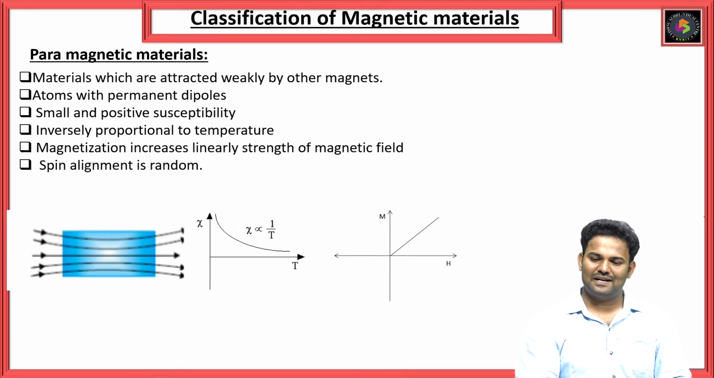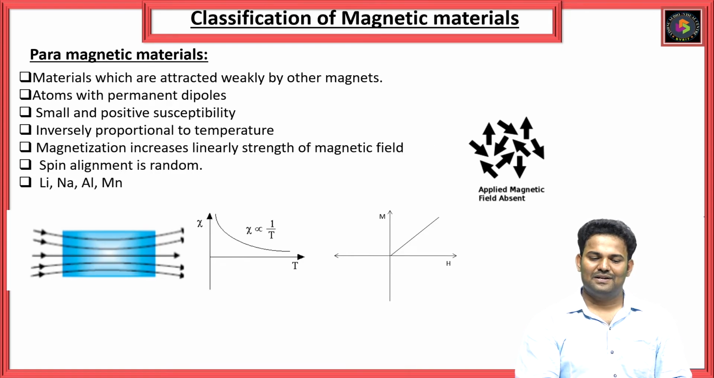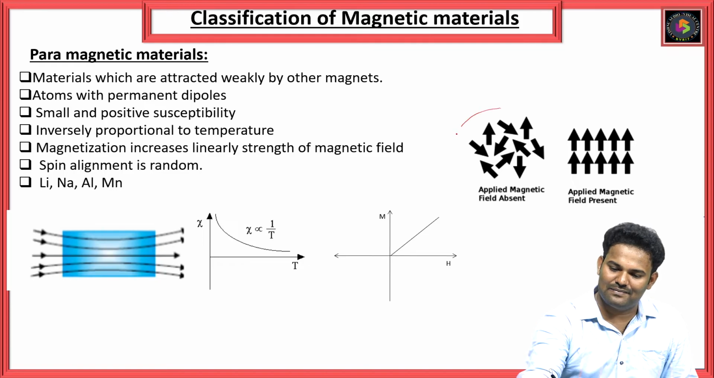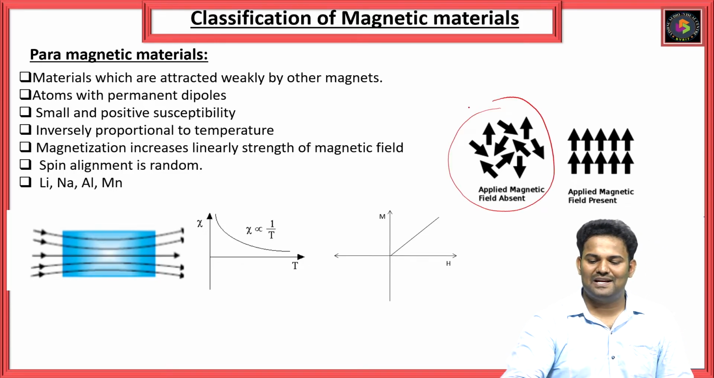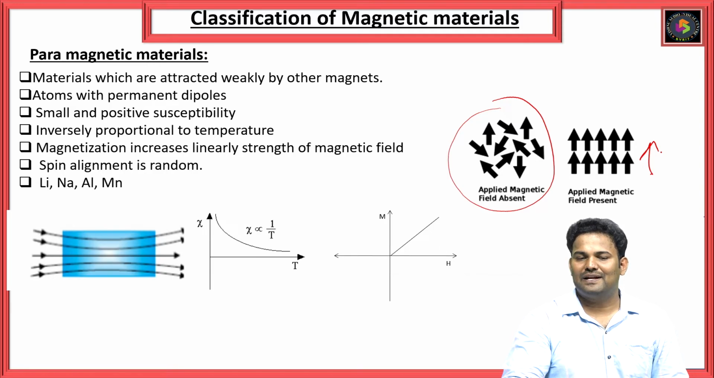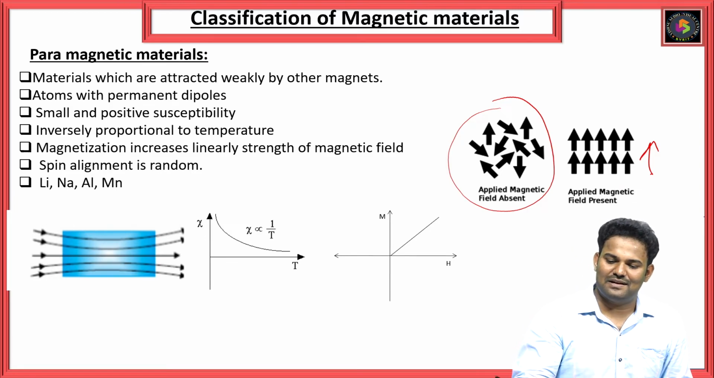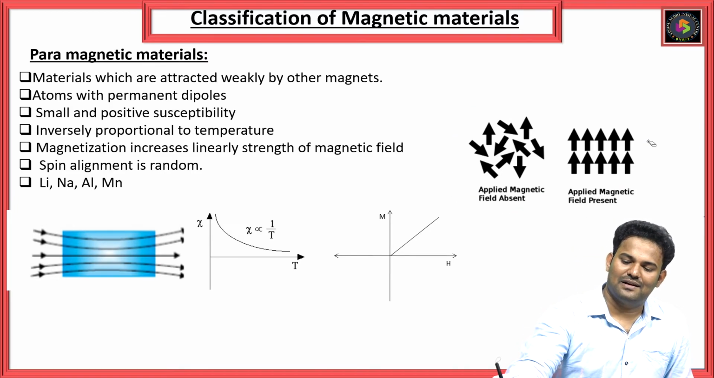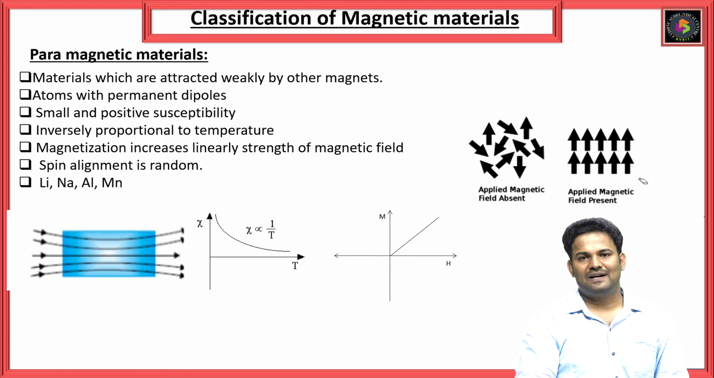The spin alignment here is in random directions. For example, when the applied magnetic field is absent, if you see the diagram, the spin alignment is random. If you apply the magnetic field, the field is present and the spin alignment is in one direction only, completely towards the magnetic field. This is the major difference between the diamagnetic and the paramagnetic materials.